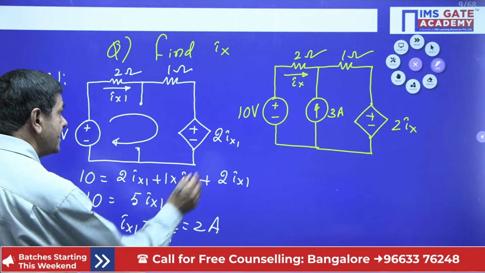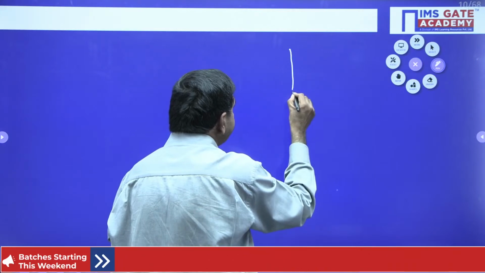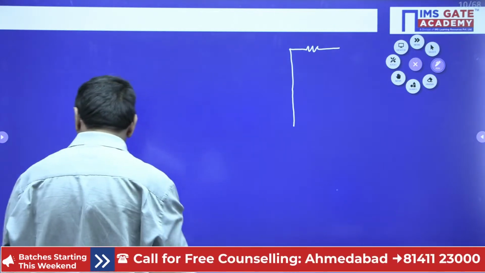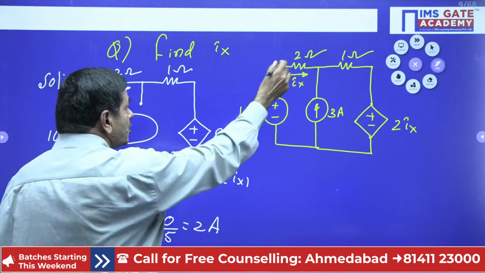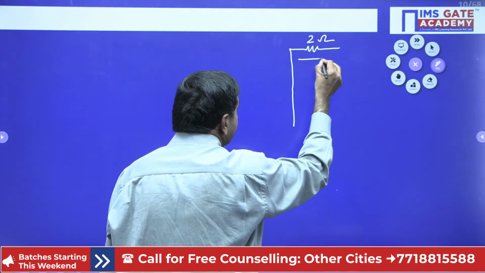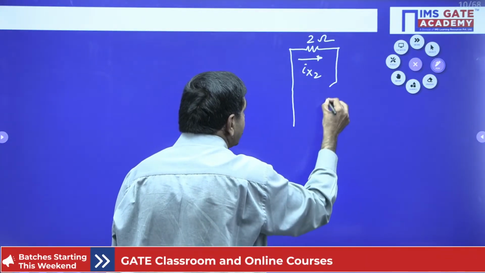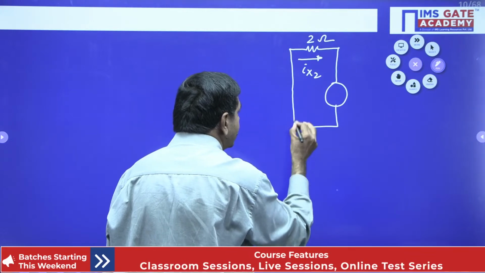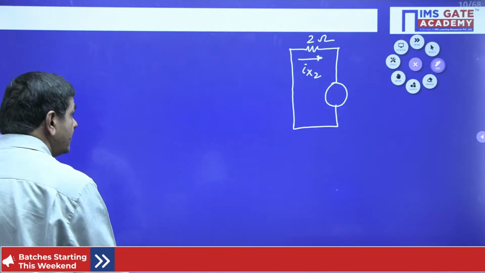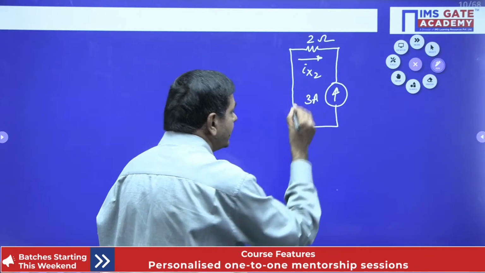Yes, in the next case, this 10 volts I short circuited now. And I got a resistance here. That resistance is nothing but 2 ohms, so I can write a 2 ohm resistor. The current passing through these 2 ohms I wish to take as Ix2. There is one current source, given as 3 amperes at the top. I can put 3 amperes of current here.